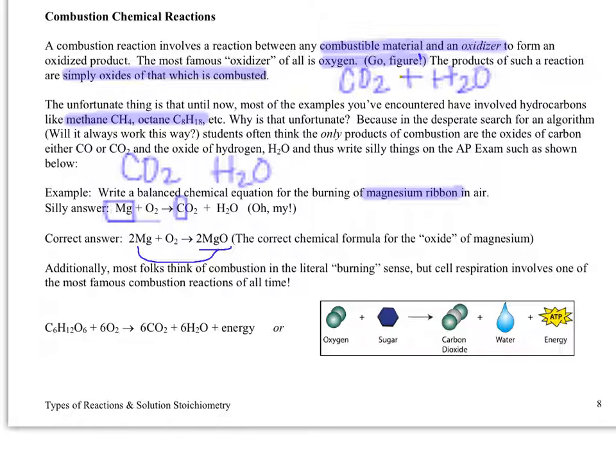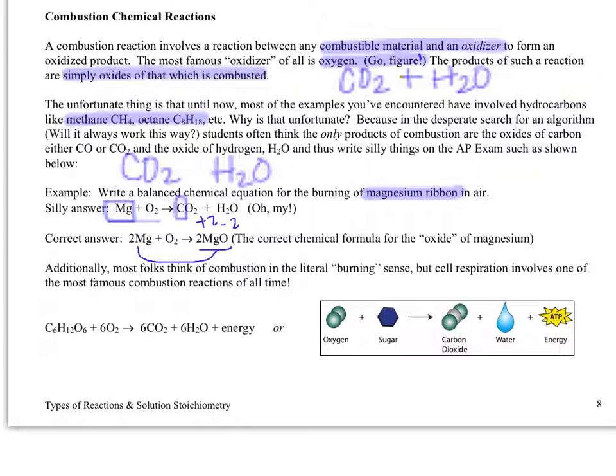Magnesium is a group 2 metal and has an oxidation number of +2. Oxygen has an oxidation number of -2, so when I drop and swap, my subscripts cancel. Additionally, most folks think of combustion in the literal burning sense, which is true but not wholeheartedly, because cellular respiration, which you learned about in biology, is one of the most famous combustion reactions, and you're not setting little fires inside your body every time you break down sugar in your digestive system or in your cells. That would be crazy. But let's look at our formula.